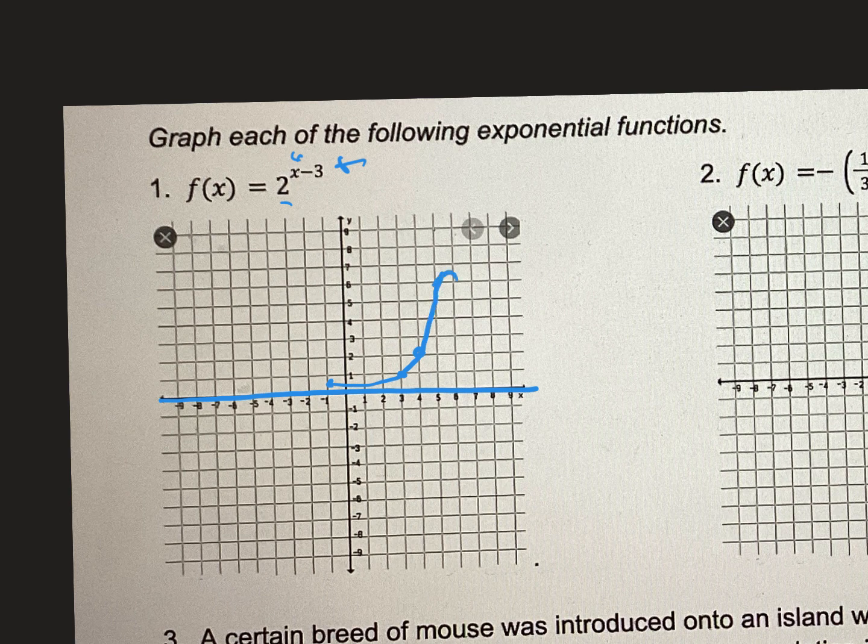Also, I want you to go ahead and tell me 3 things. Tell me the domain, which is all reals. Tell me the range, which is from 0 to infinity. And also tell me the asymptote, which is y equals 0. I should have put that in directions.